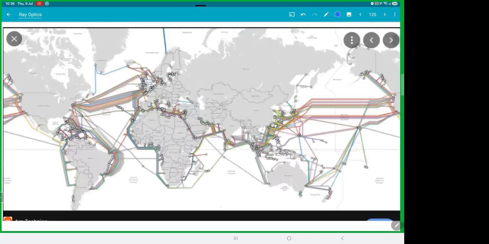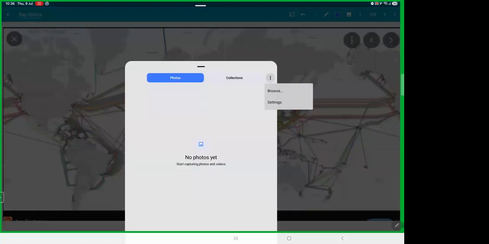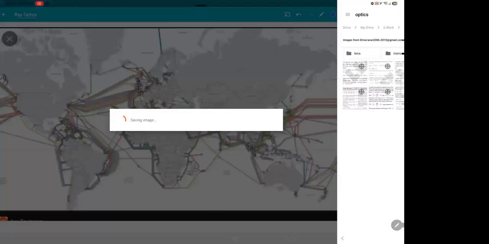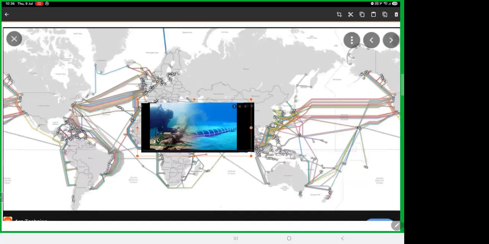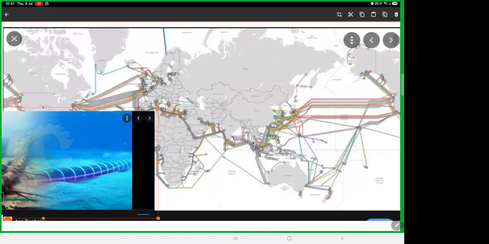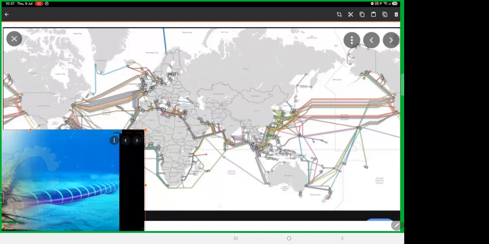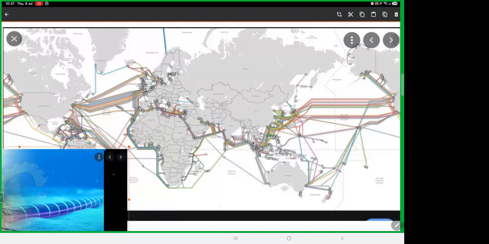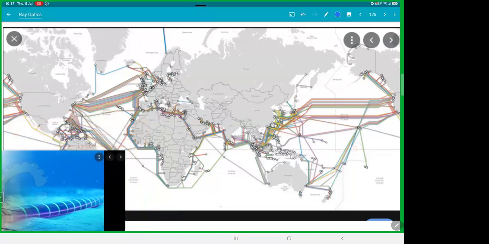So if you see this underwater cable, it looks something like this. Can you see that big wire there? That is how it looks under the water. So there are ships which are laying this cable under the seabed. So that is an optical cable there.